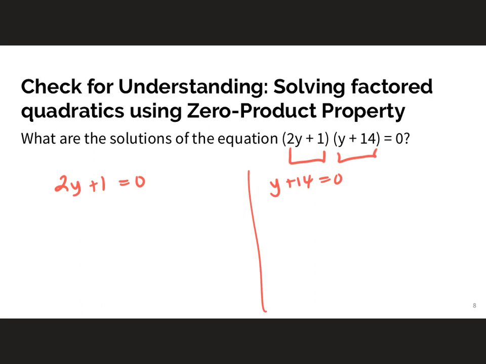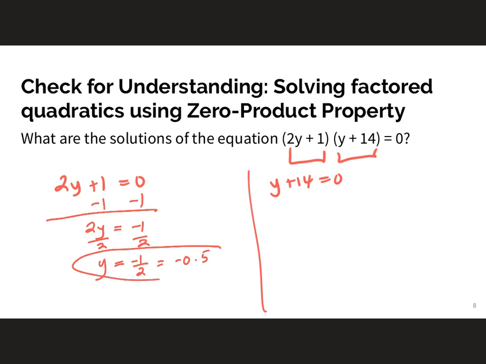So if we go ahead and solve for y in this case, I'm just going to subtract 1 on both sides to get 2y equals negative 1. I'm going to divide by 2 on both sides, so I get y equals negative 1/2. If you write negative 0.5, that's also fine, but I like to leave my answers in fraction form.